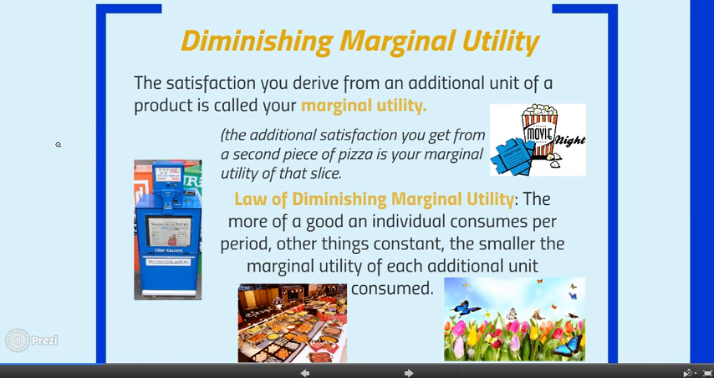So the second piece of pizza makes you happier. But the law of diminishing marginal utility says that the third piece of pizza may make you less happy. The fourth piece of pizza would make you less and less happy. The fifth piece of pizza, you're probably feeling half sick. So the law of diminishing marginal utility says that the more of a good an individual consumes, the smaller the marginal utility of each additional unit consumed, the less happy you are.